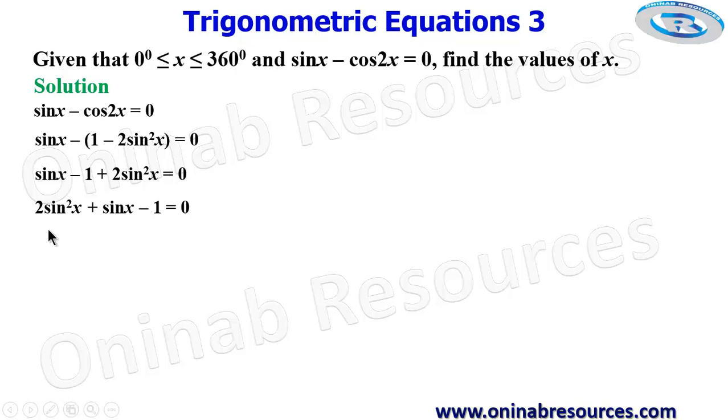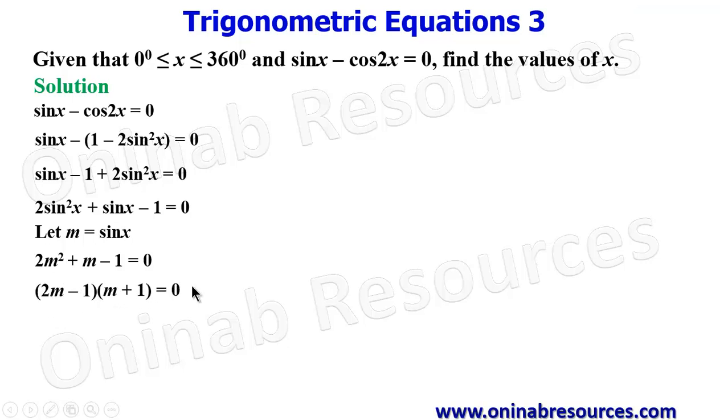From here, we can create a quadratic equation by letting m be equal to sine x. We then have 2m squared plus m minus 1 is equal to 0. We are then going to factorize. So the two factors are 2m minus 1 and m plus 1 is equal to 0. Which means m is equal to 0.5 and m is equal to negative 1.